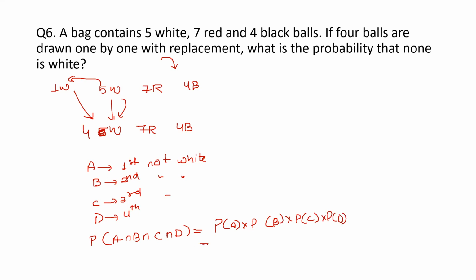Now what is P(A)? P(A) is first is not white, so you need to select from these 7 plus 4, which is 11, so 11C1 by total 16C1. Similarly, 11C1 by 16C1. Let me check.